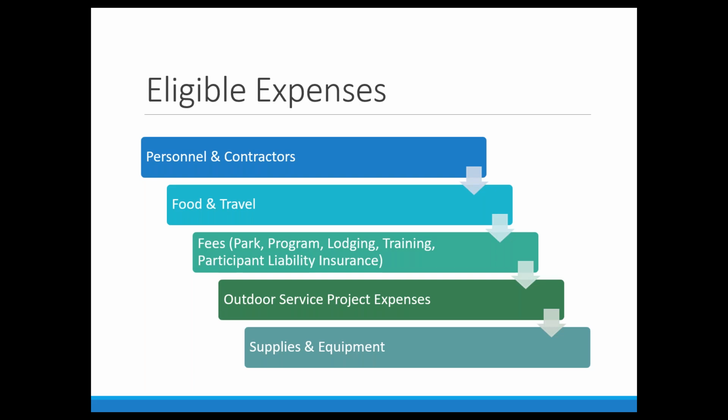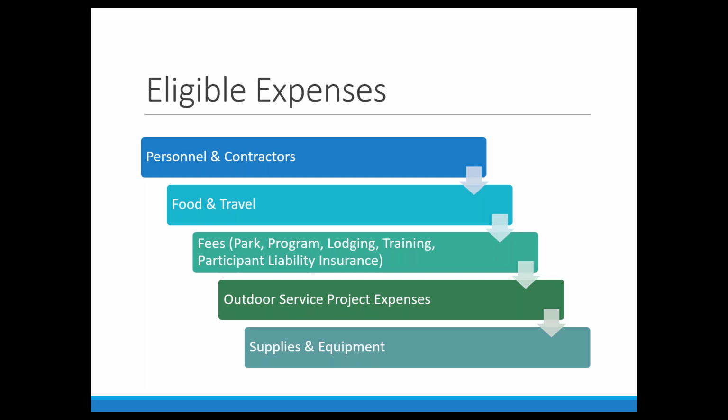Next up are fees. We will pay for all of those program fees or entrance fees to state parks or to other locations like a nature center or a zoo. If you have lodging associated with that, so if you're going to be camping out at a park, we'll pay for all of those expenses, whether it's a campsite or a cabin or a shelter, we'll pay for all of those. If you need a hotel for your staff or your participants, and you can justify why you need a hotel, that's definitely eligible as well.